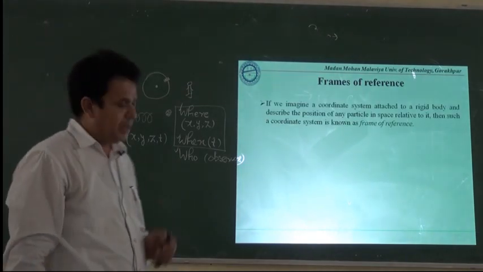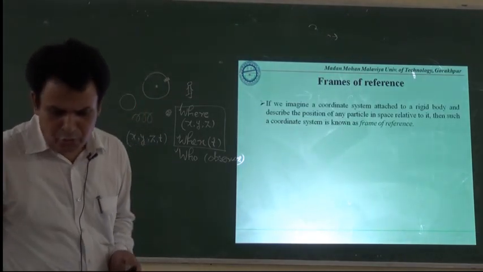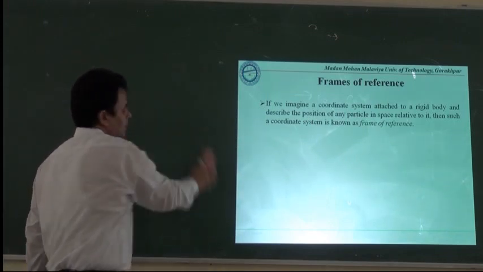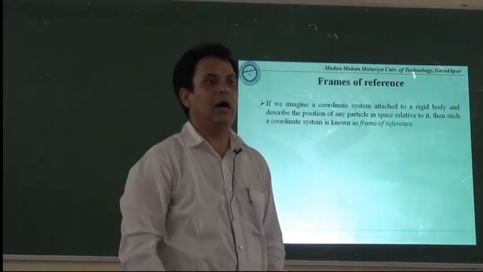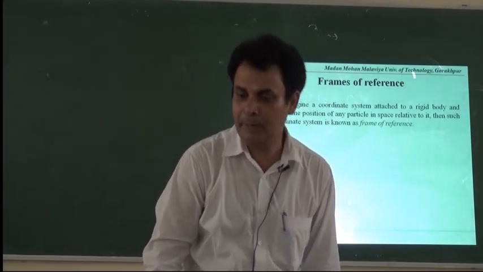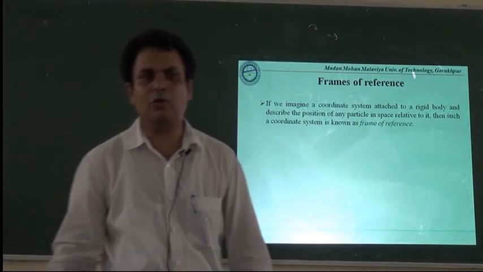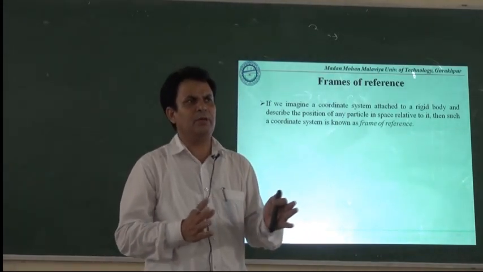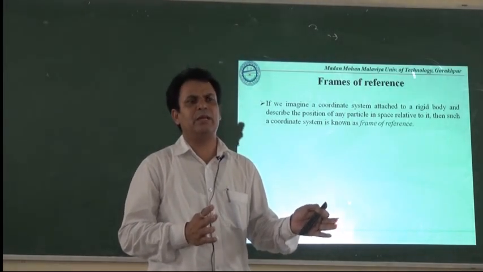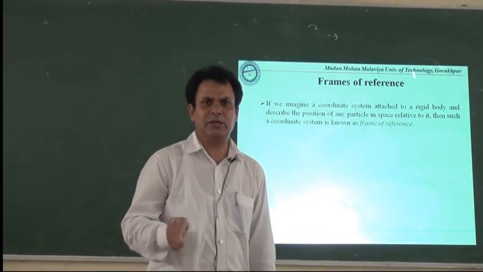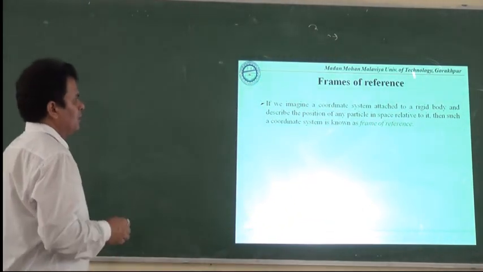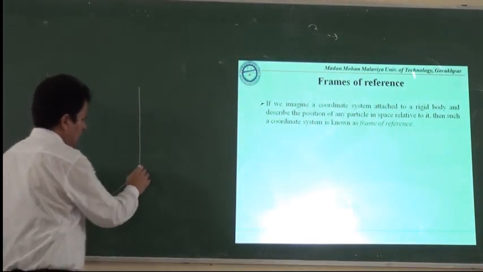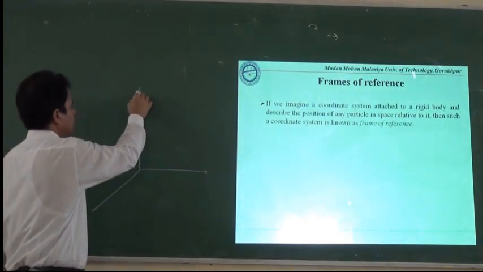As far as the frame of reference is concerned, to measure the information for any particular event, either that is the event or the position of a particular thing, we must have a particular coordinate system with respect to which we measure the space, time and all things related to that particular event. So for that, obviously there should be a coordinate system. This is a coordinate system.